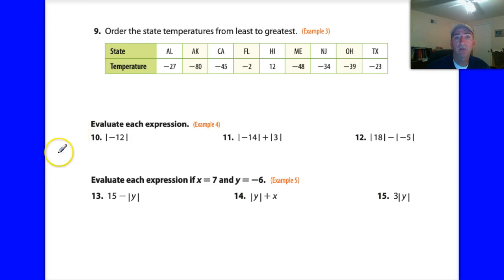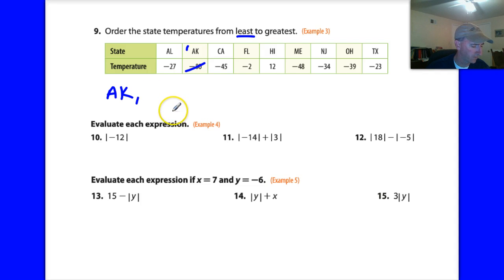If I do this problem, I'm looking for the least of all of them. Okay, so I look at this, and to me, clearly this one right here is the smallest number, a negative 80. It's probably Alaska. Now this looks like they took temperatures from one really cold day. I mean, look at Florida. When's it negative 2 degrees in Florida? That's a pretty rare situation, but anyway, that's my least one right there.